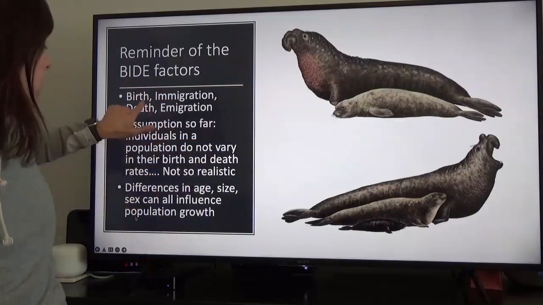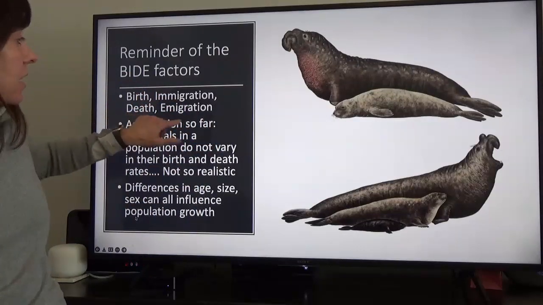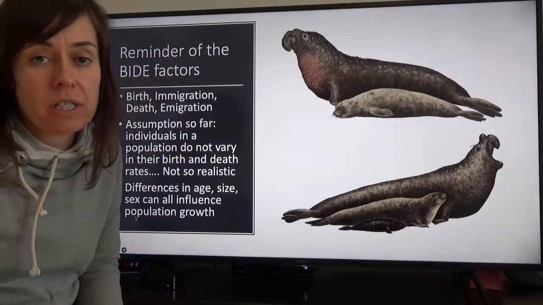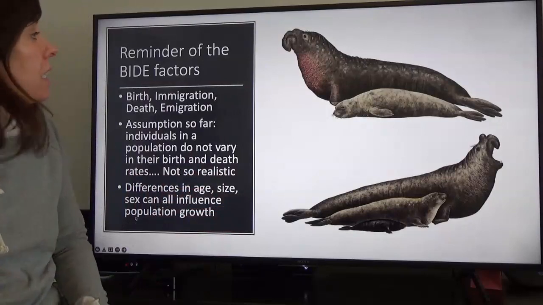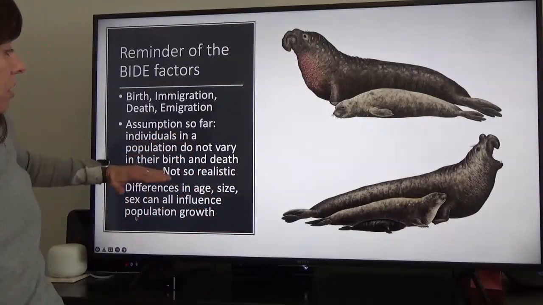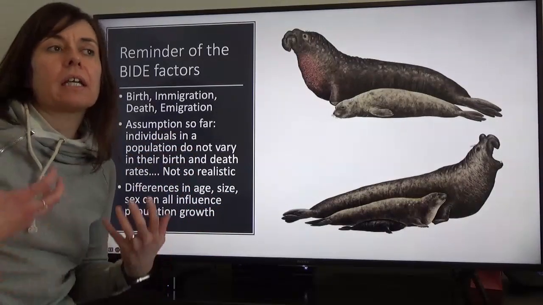Okay, so just as a reminder, we have four key components of population dynamics, of predicting population abundance. Specifically, this is birth, immigration, death, and emigration, our BIDE factors, okay? And in previous lectures, I think I've referred to death as mortality, so same thing.